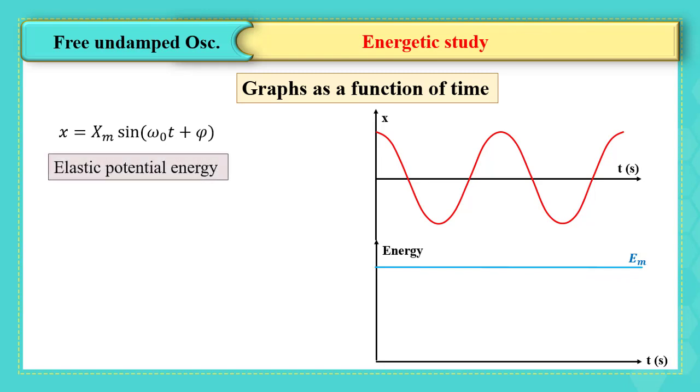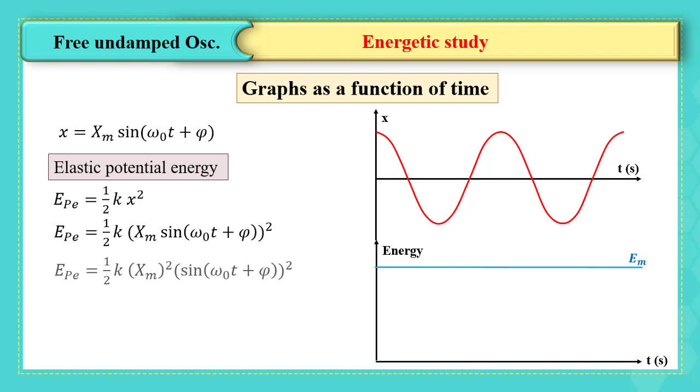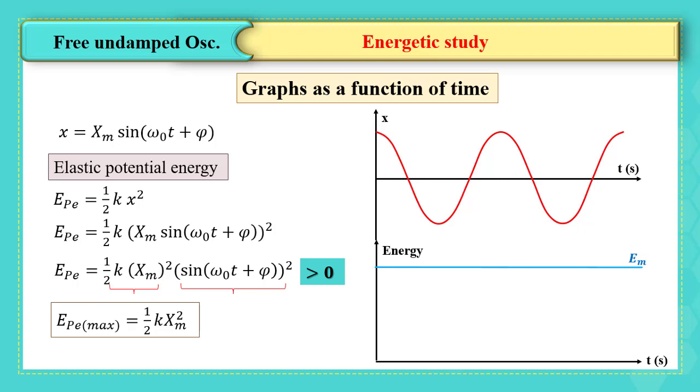Then, the elastic potential energy. Its function is half k x squared. So replace x by its expression, xm sine omega 0 t plus phi. This can be written as half k xm squared into the square of sine omega 0 t plus phi. But half k xm squared and the square of sine omega 0 t plus phi are positive. So to represent the elastic potential energy, it has a maximum value half k xm squared.